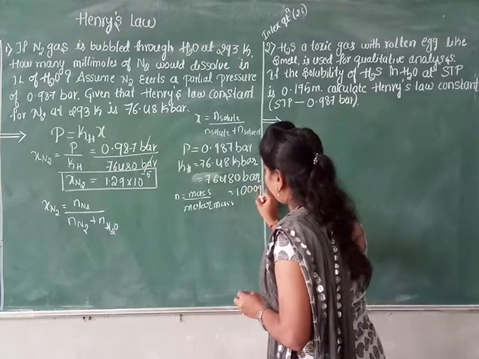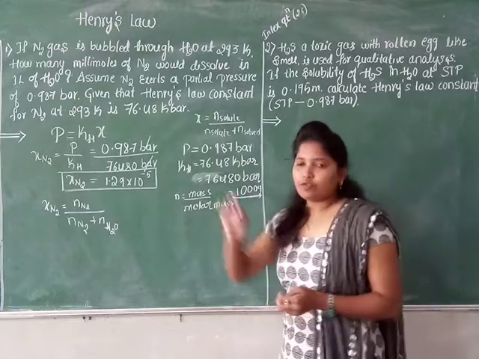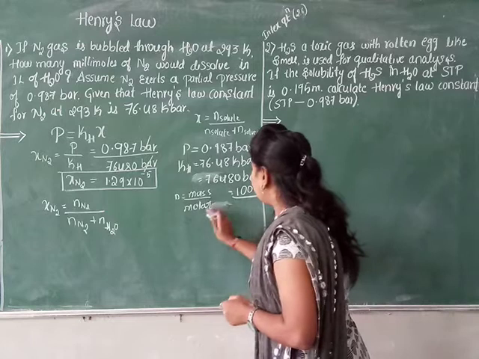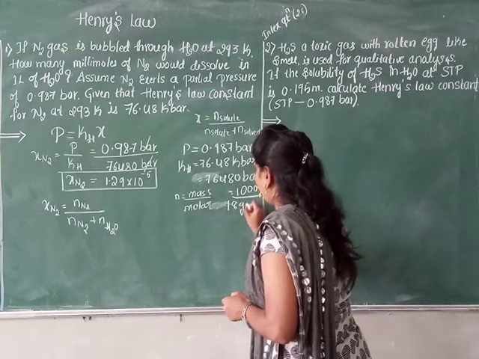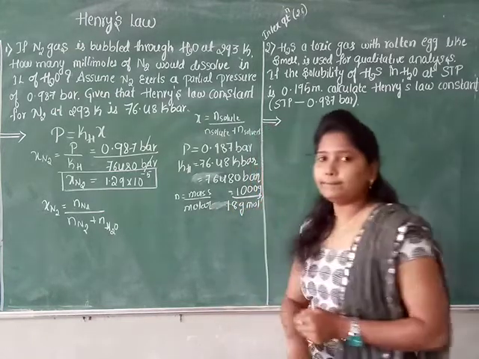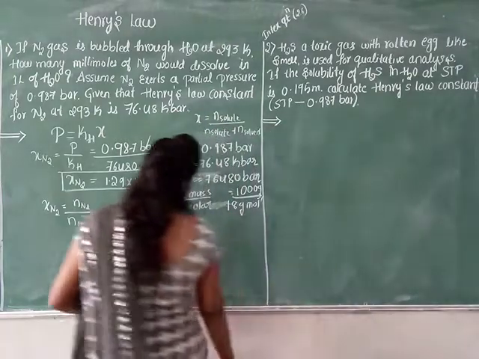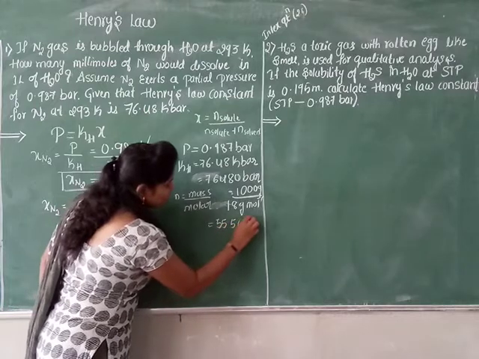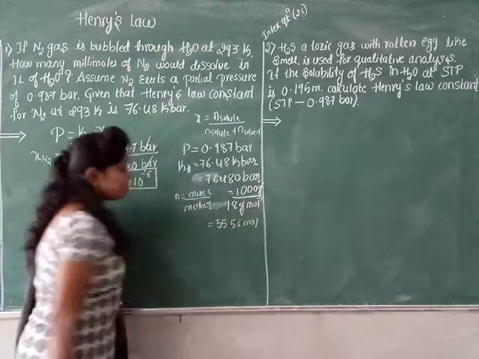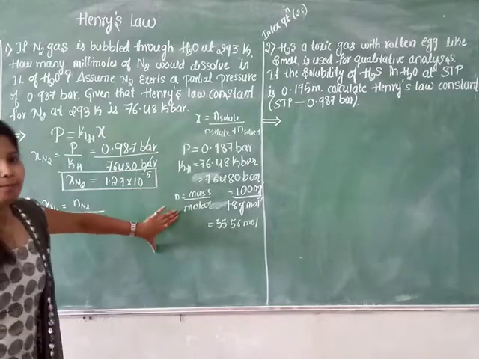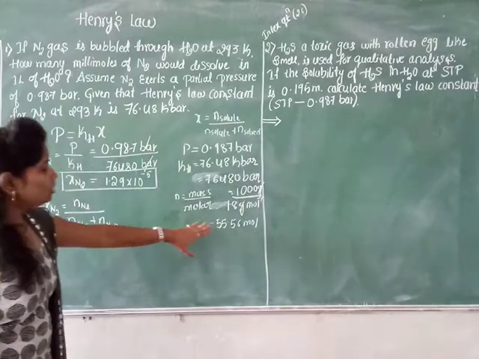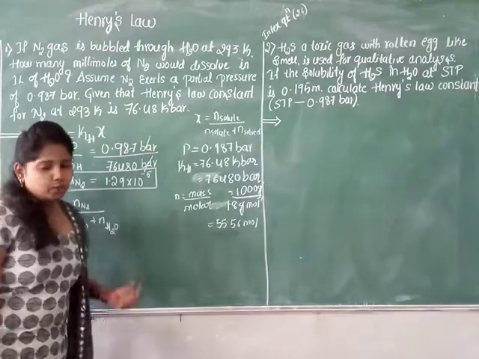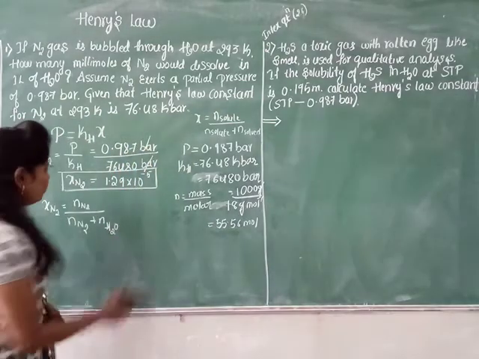So the mass of 1 liter of water will be 1000 gram, divided by the molar mass of water. If you calculate the molar mass of water, it will be 18 gram per mole. If you calculate it, you will get 55.56 moles. Gram gets cancelled, and we get the number of moles of water, 55.56 moles. Now we have calculated the number of moles of water.